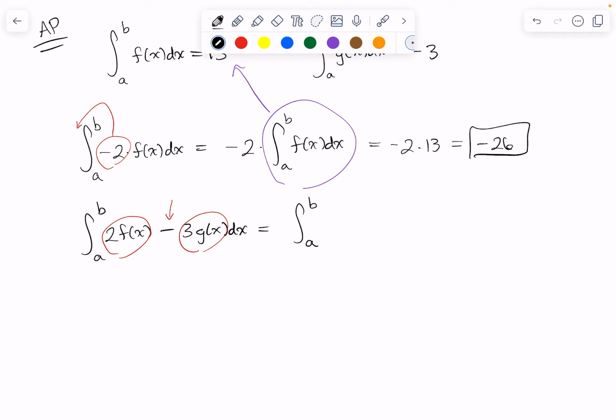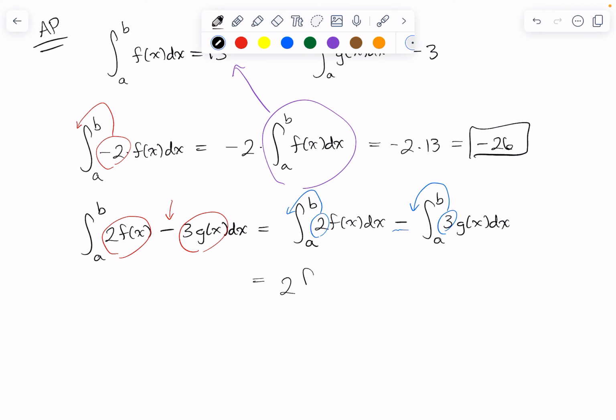So the integral from a to b of 2f of x dx minus the integral from a to b of 3g of x dx. Right? That's how I would split it up. And now we want to pull these constants out. Right there and there. Right? That 3 is going to multiply. The minus sign will stay there. The 3 will go to the front. That's a better way to say it.